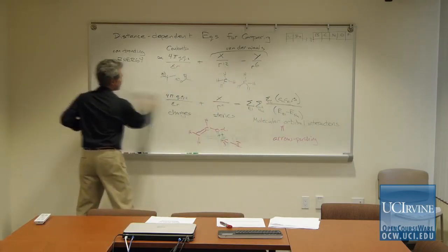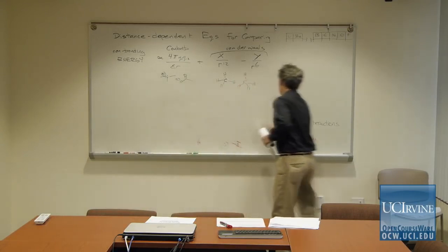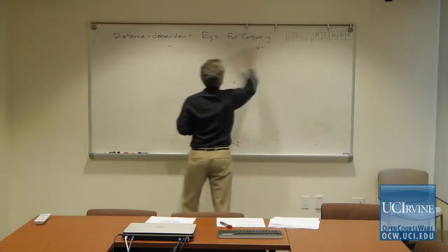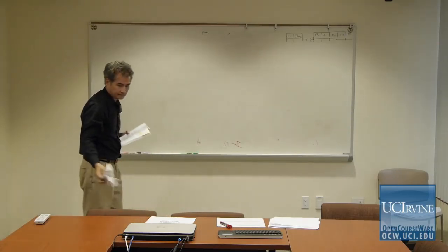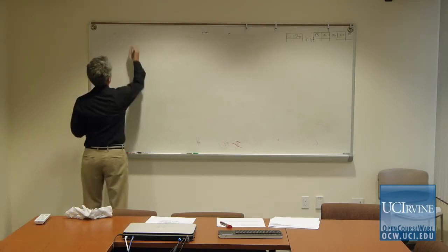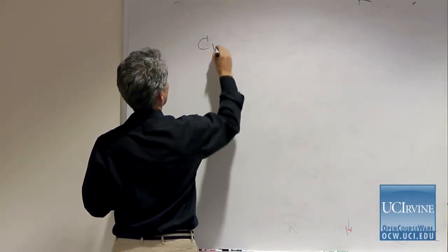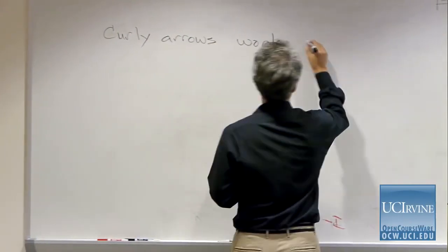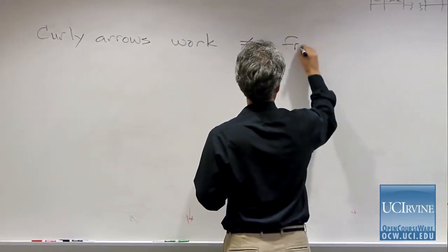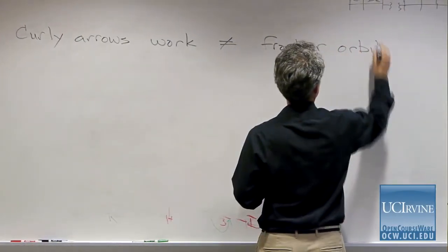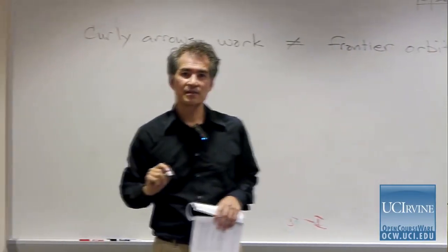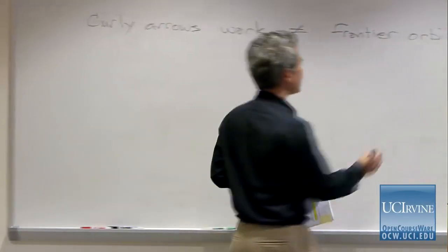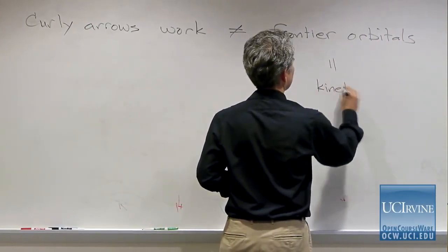These are seismic words, so let me extract from that what you need to take home, because it defines our course. What Fleming said was that curly arrows, or curved arrows, work when they are used to represent the interaction of frontier orbitals, of filled orbitals with unfilled orbitals. And if you really care about kinetics, then you need to focus on those frontier orbitals.